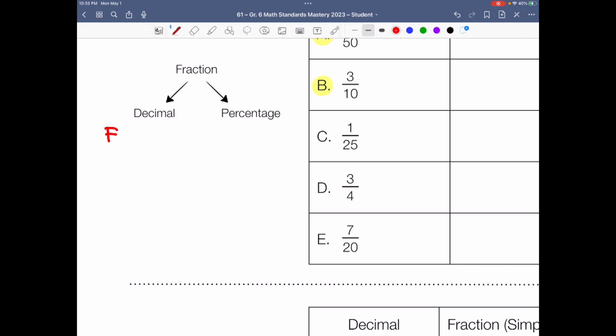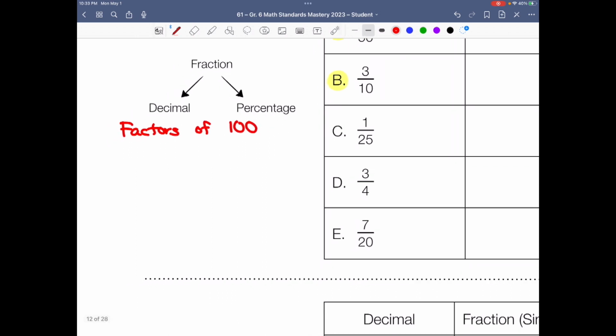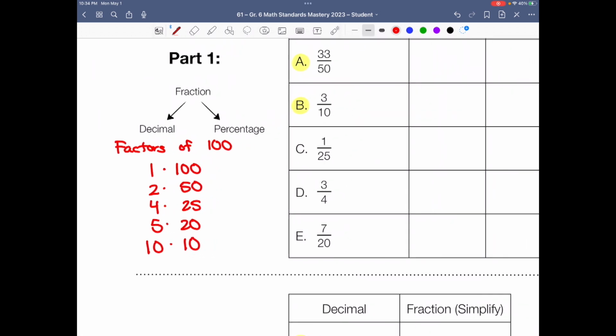Write down factors of 100. So we have 1 times 100, 2 times 50, 4 times 25, 5 times 20, and finally 10 times 10. These are all of your factors of 100.